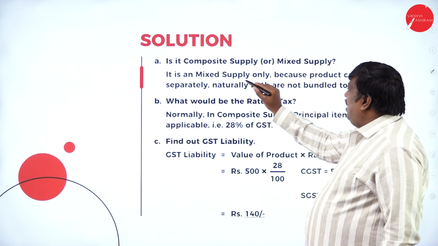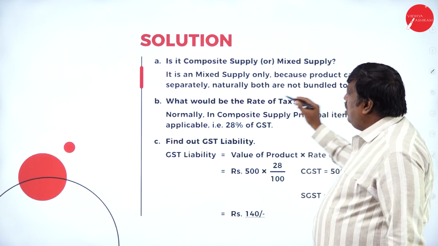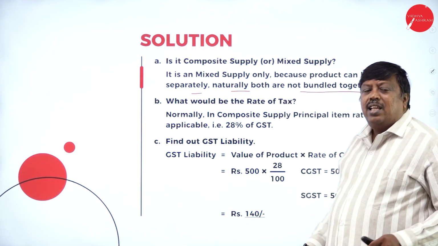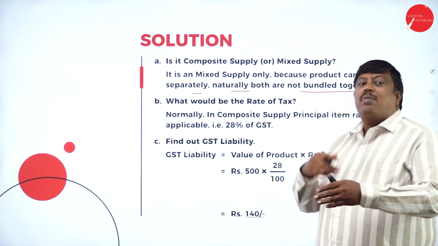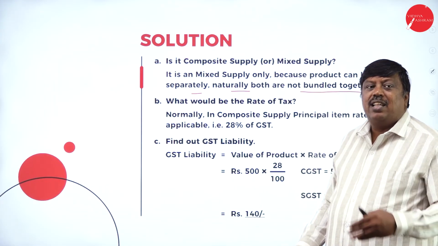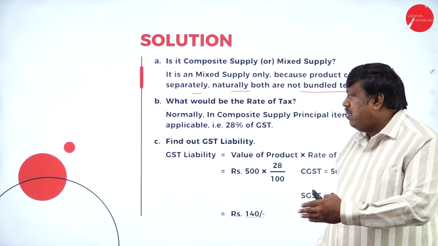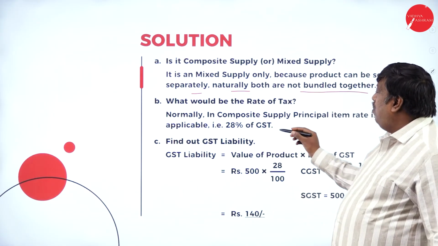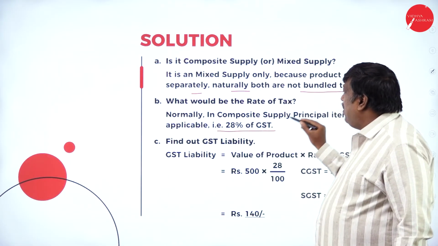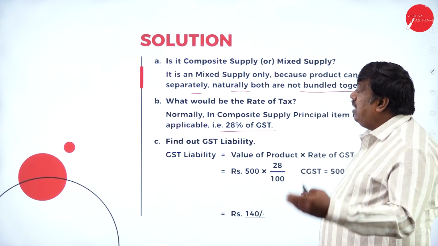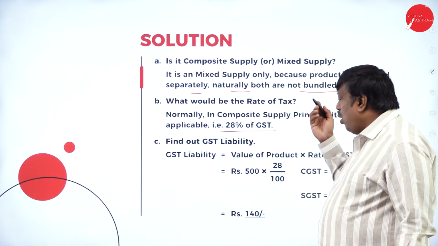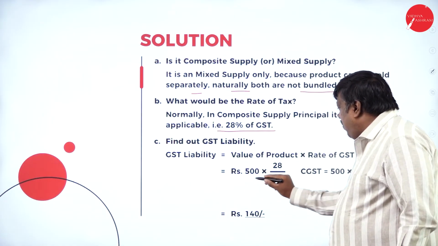It is a mixed supply only because the products can be sold separately. Naturally, both are not bundled together. The detergent is not bundled with the bucket here. Both will be kept separate. Even if I want, I can sell the detergent separate and the bucket separate here. So normally, as in composite supply, the principal item's rate will be the 28% of GST. The same concept we had in composite supply will be adopted even for mixed supply. Value of product is 500.